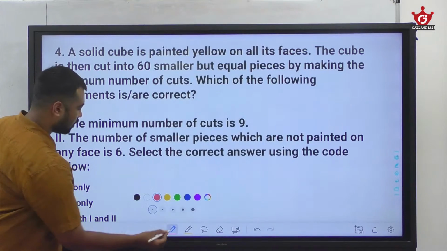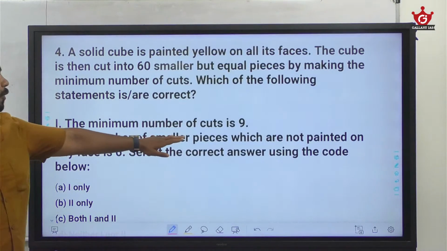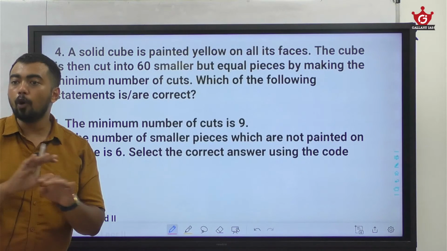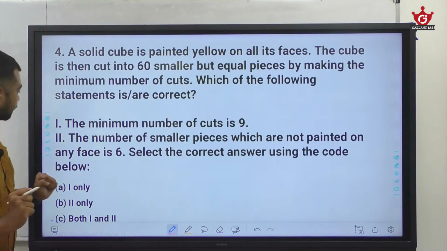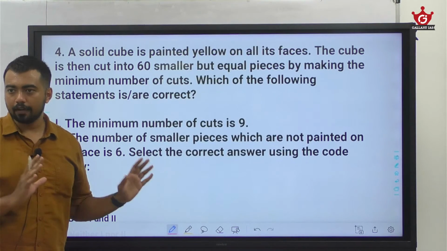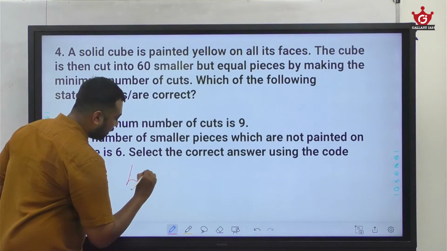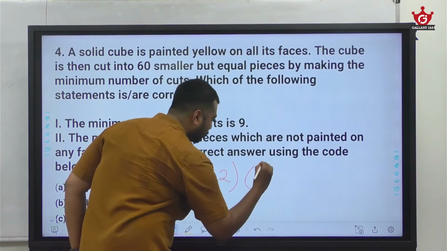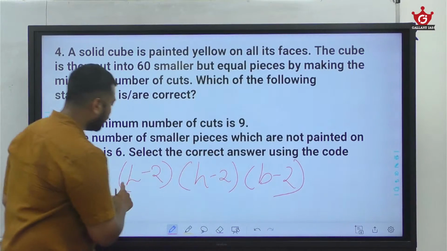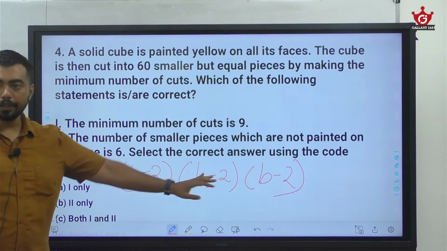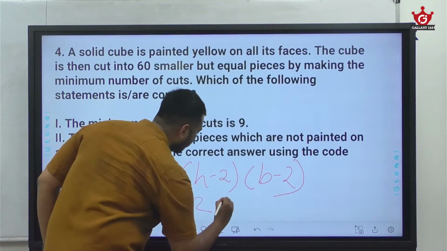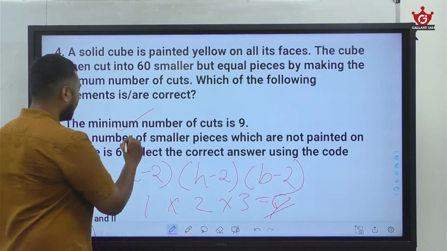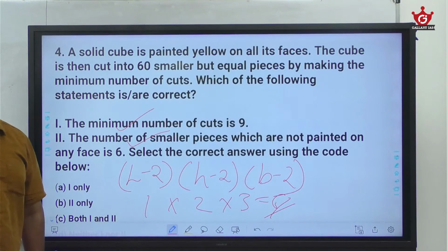Now, here they say that the number of smaller pieces which are not painted on any face is 6. We need to find the number of pieces where there is no paint at all. Right. So there is an equation for that, as I have told you. That equation is (L minus 2) into (H minus 2) into (B minus 2). Once you replace these L, H and B, you get 1 into 2 into 3, that is equal to 6. And the first assumption is already satisfied, and the second assumption is also satisfied. Okay? Got it?